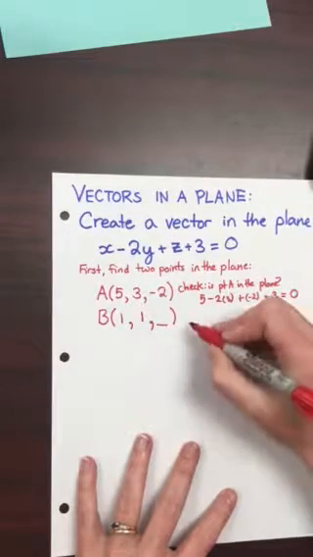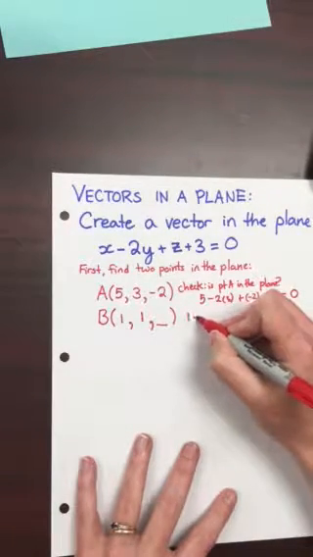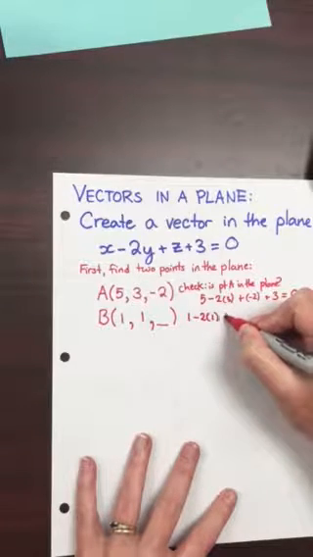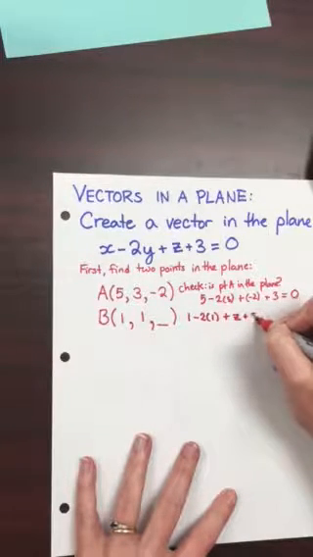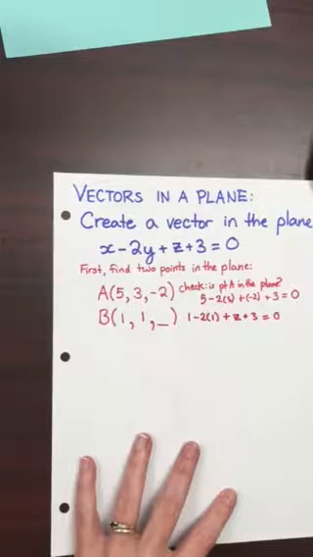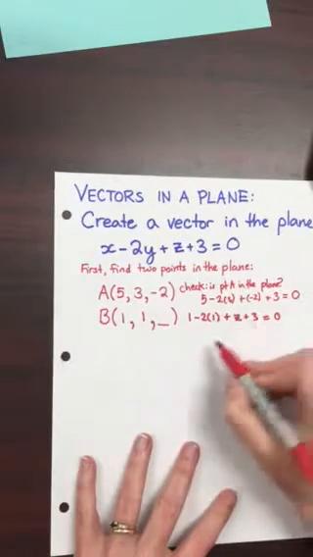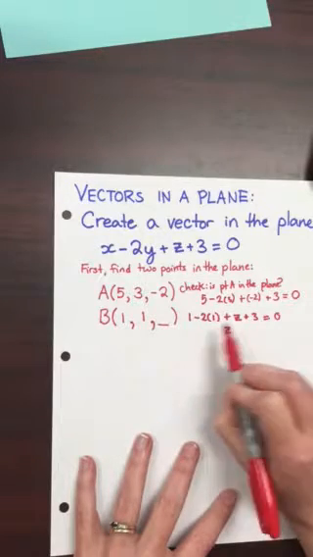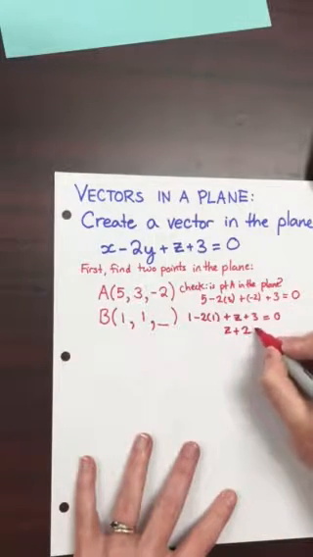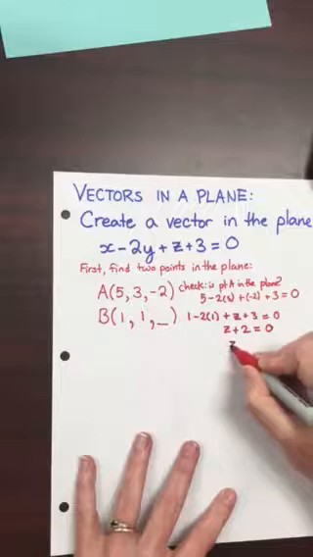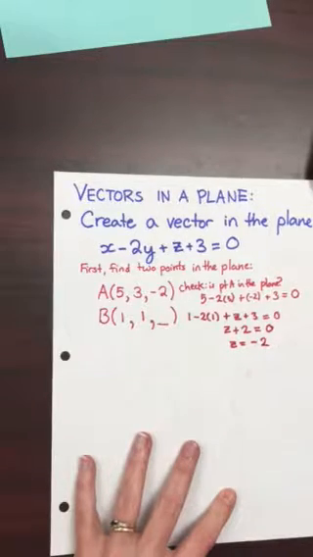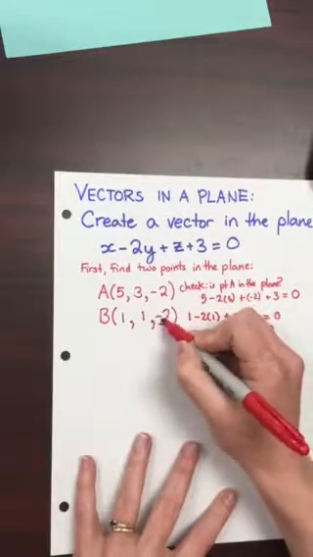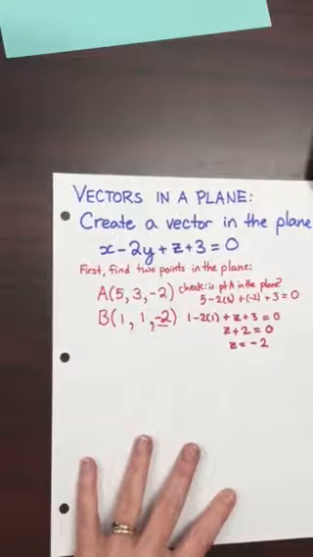So if point B is going to be in the plane, x minus 2 times y plus whatever z is, plus 3, has to add up to 0. So let's just solve for z and see what we get. I have z minus 2 plus 3 plus 2 is equal to 0. So z must equal negative 2 here. So that'll be my last coordinate of this point in the plane.